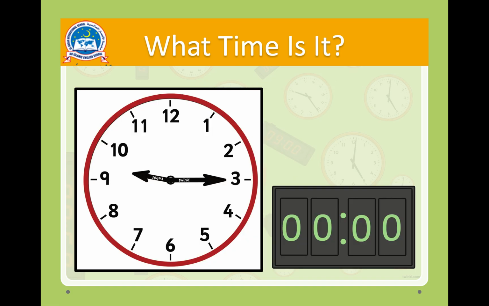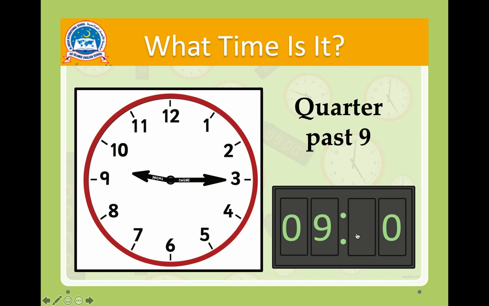Now let's look at this clock over here. What is the time on this clock? If you've guessed that the time is quarter past 9, well done. Now we can change the numbers on the digital clock to help us find the answer as well. Our hours would go to 9 and over here we would change this to 15. Our minutes would be 15 because 15 minutes have passed.